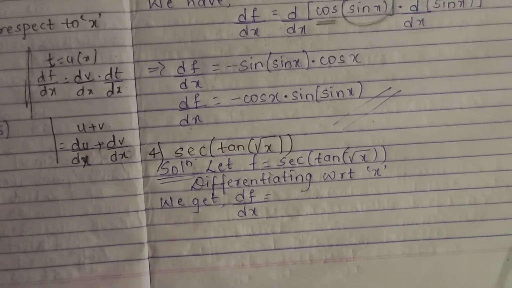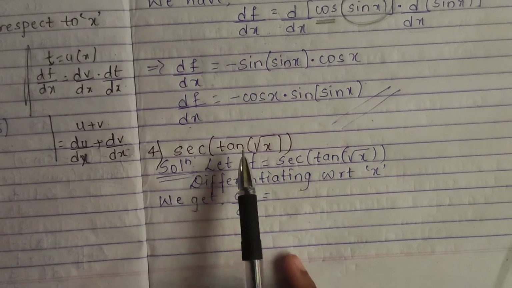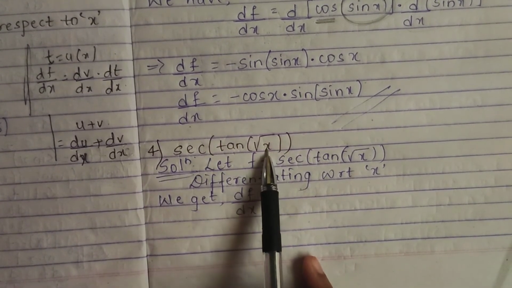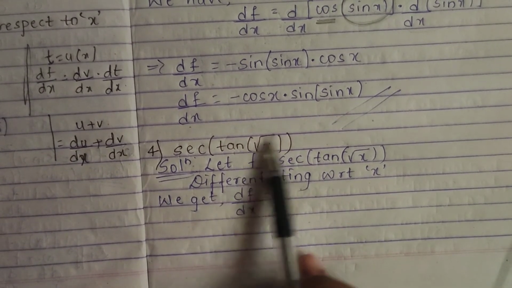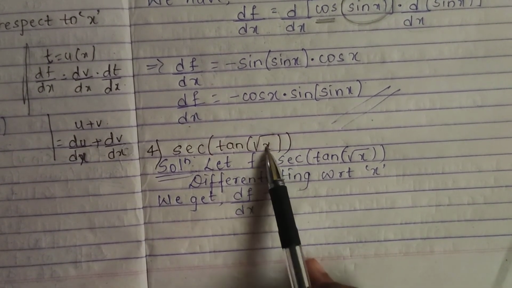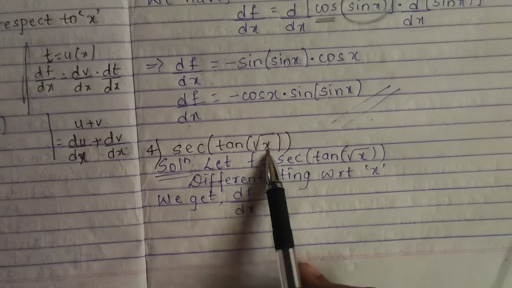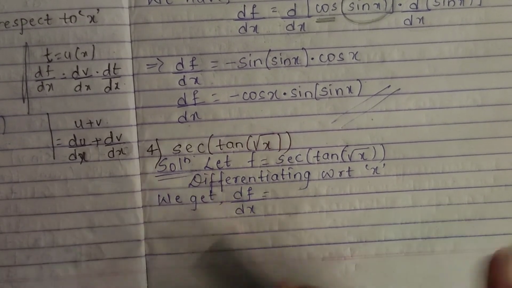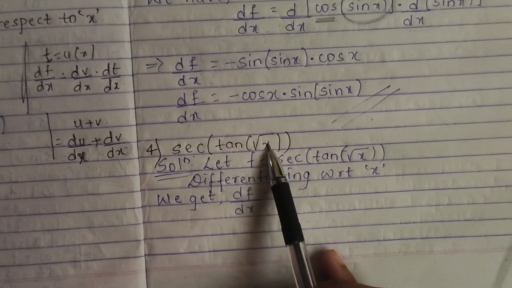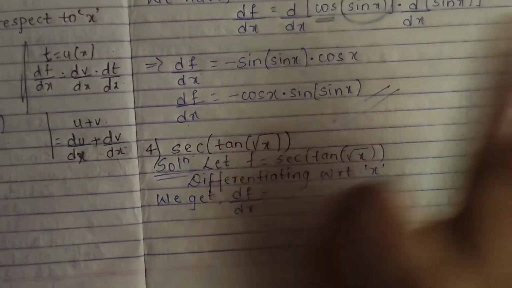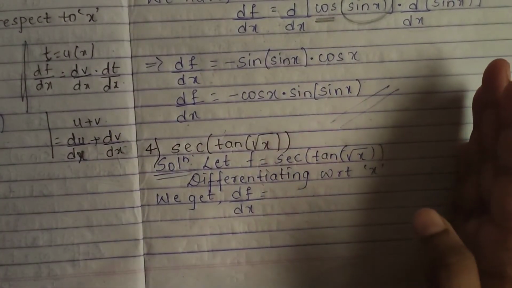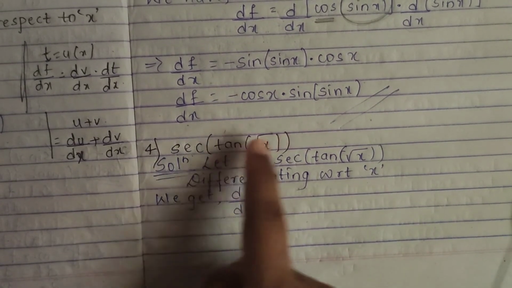So the next problem you have is sec of tan of root x. See here how many you have? Sec, then tan, then root x. Even x also is there, but we know dx by dx is 1 only. So 1, 2, 3. If you see, it is 3 terms. You have to differentiate 3 times: sec, tan, and then root x.